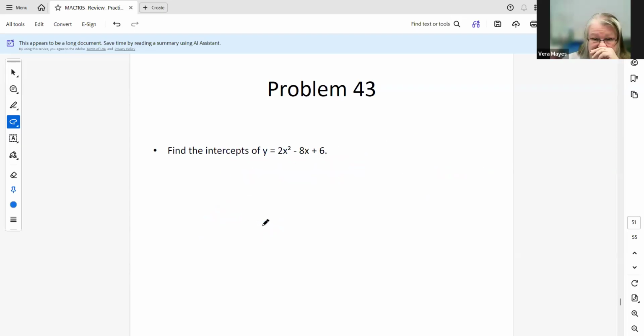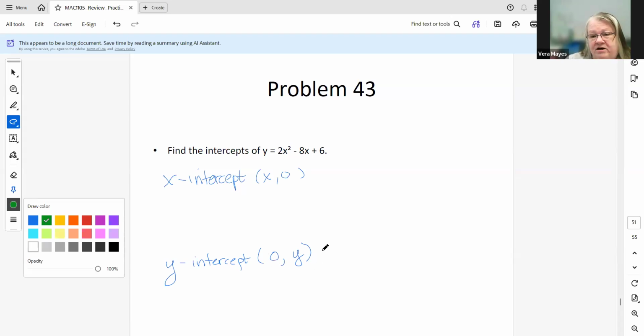Okay, as I mentioned, intercepts are something that we like to have when we're graphing a function. It doesn't matter what kind of function. To find the x-intercepts, that's where it crosses the x-axis and the y is 0. If you're finding the y-intercepts, that means the x value is 0 and the y stays as a y. So this one is usually the easiest, so let's do it first. That means every x becomes a 0.